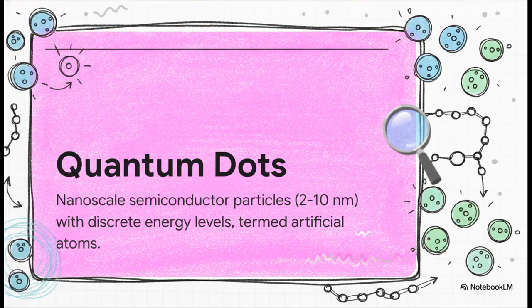To really understand this tech, we have to zoom way down. By definition, quantum dots are nanoscale semiconductor particles. We're talking just 2 to 10 nanometers across. That is unfathomably small. And because they're so tiny, the electrons inside are squished. They're confined in all 3 dimensions. They can't move freely like they do in a normal bulky block of material. Instead, they get locked into discrete energy levels. This restricted behavior is so unique that scientists actually call them artificial atoms.